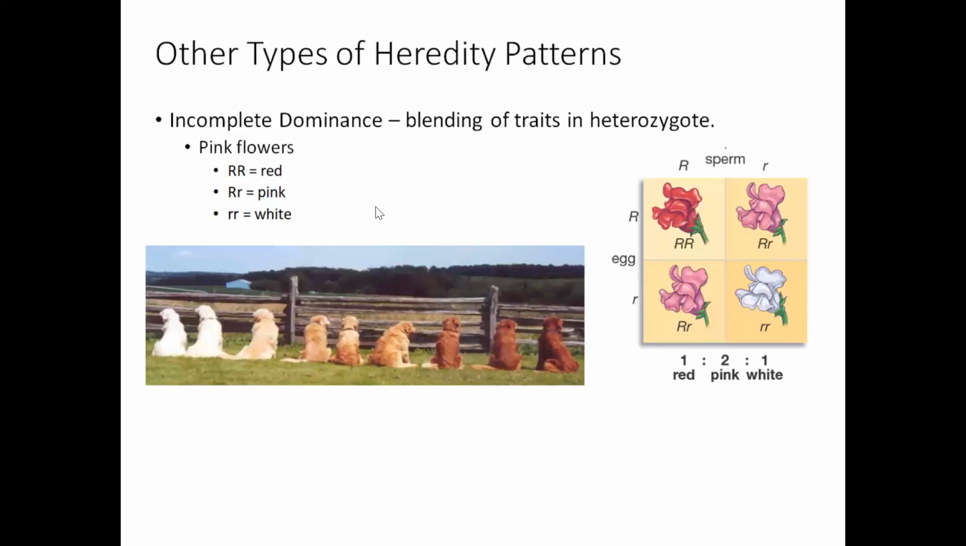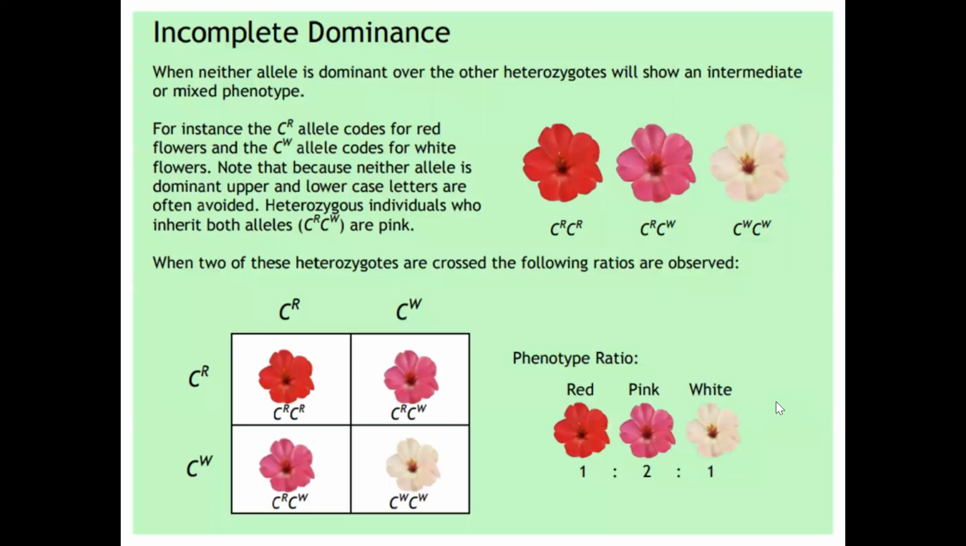I just want to point out here that with the flowers, one is white, one is red, and two are pink. So the phenotypic ratio is going to be 1 to 2 to 1, red to pink to white. And here is one other example, looking at flowers again, just looking at these different letters, whether they are red or white in color. Again, a 1 to 2 to 1 ratio.